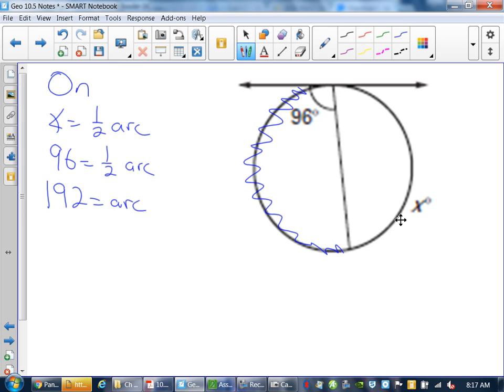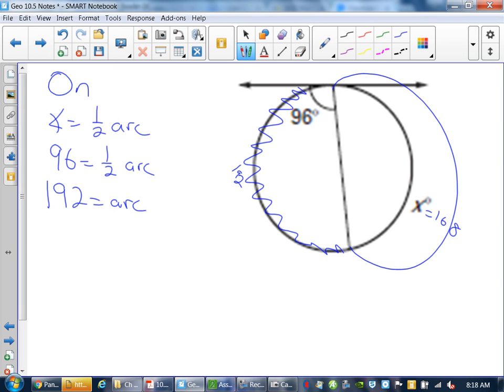192. So that means that arc in blue is 192. Then we'll take 360 minus. So if this part's 192, to finish up around to the other side would just be 360 subtract that, which is how much? So that gives you 168.